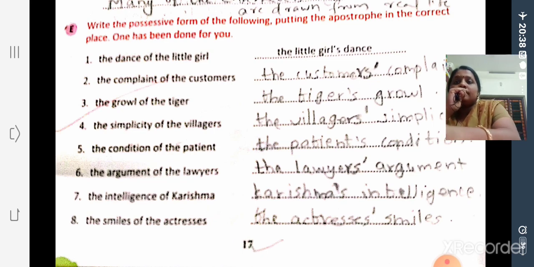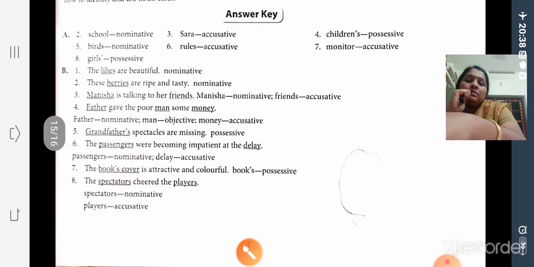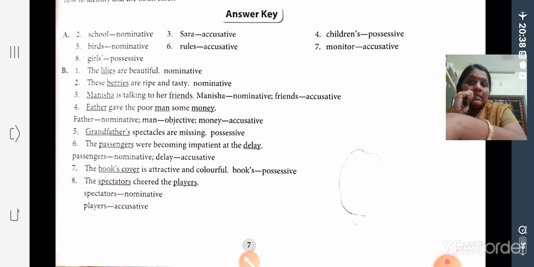Okay, so do all these. Complete all these exercises in your textbook, page numbers 15, 16 and 17. It is given, and I have attached this answer key, and make use of this answer key for completing all the exercises.